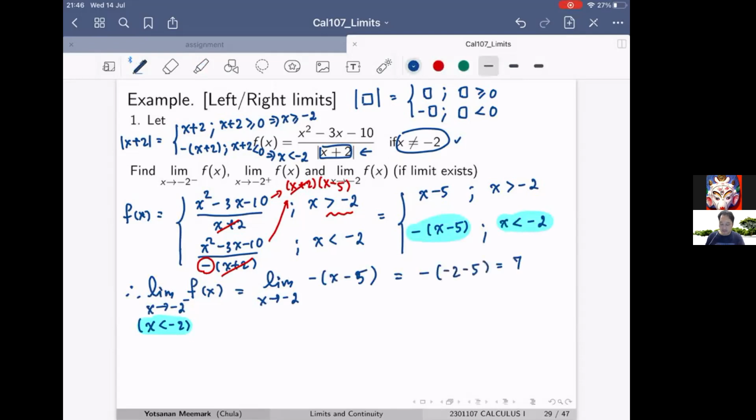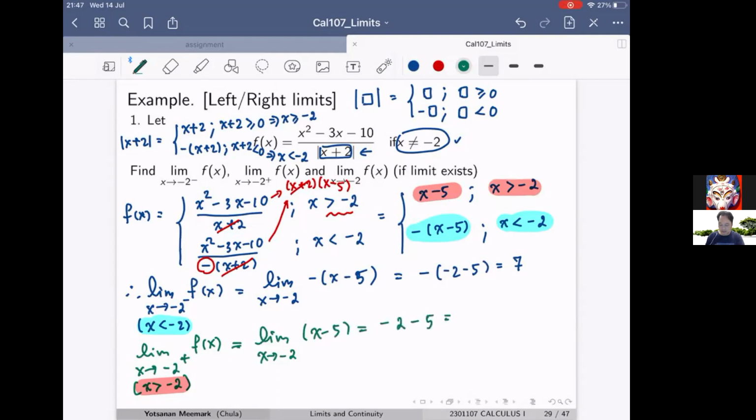Which is 7. And for the other one, if you want to find the right hand limit, it means that your x is greater than negative 2, so it corresponds to this one, using that formula. So for x minus 5, you have negative 2 minus 5, which is negative 7. They are not the same.